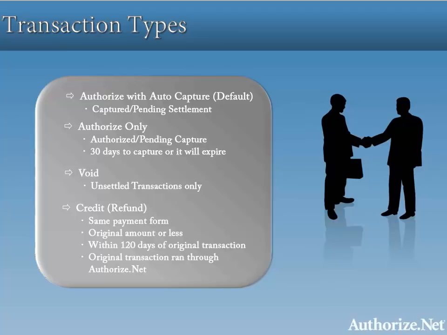Bear in mind that there are a few requirements to issue a refund. It must go back to the same card for the original amount or less. The credit must happen within 120 days of the original transaction, and the original transaction needs to have ran through the Authorize.net account you are trying to refund through. These requirements help protect you from fraudulent or accidental refunds.